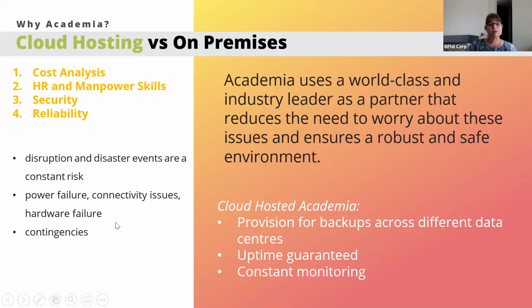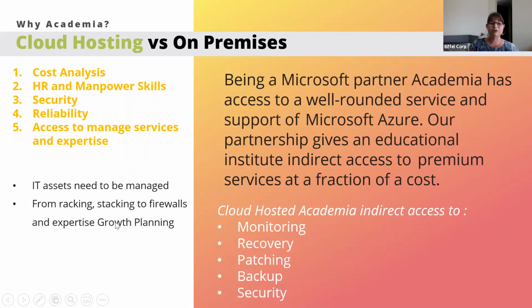And then lastly, if we look at why cloud compared to on-premises, look at access to managed services and expertise. There are many things as part of your academia or SaaS picture that need to be managed on an IT level or with expertise that you need. Your IT assets need to be managed, and that can range from your racks and stacking to firewalls. And very important, the expertise in growth planning for the use of the system.